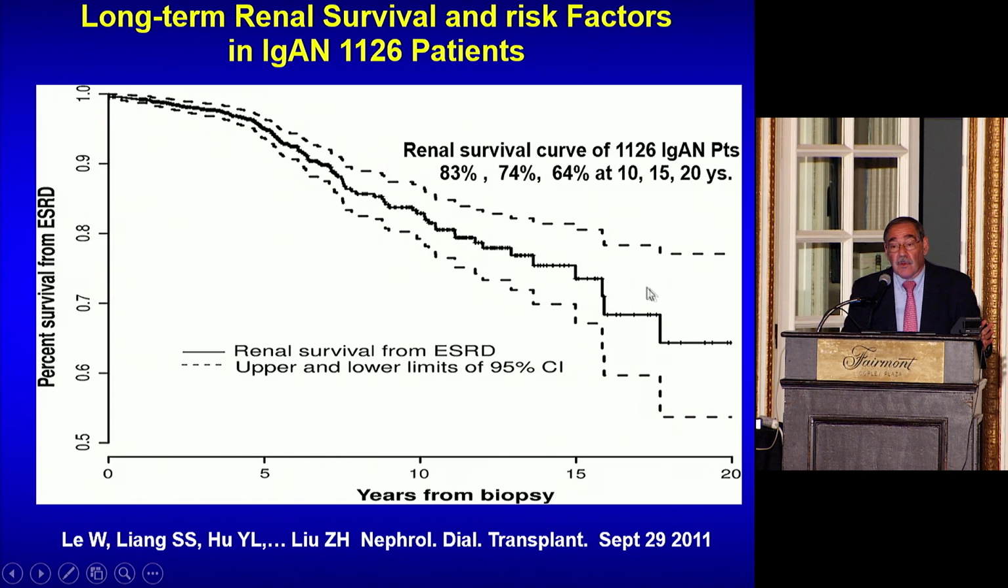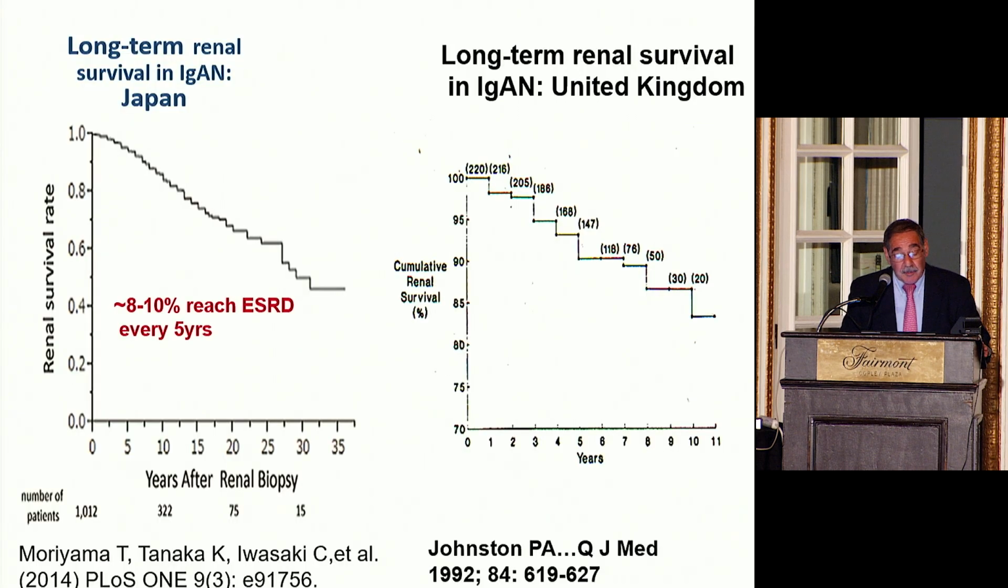Just progressive loss over time, but a slowly progressive disease in the majority of cases. Now, some of you may be sitting there saying, well, that's fine for a Chinese population, but what about other populations? So here's a more recent study from Japan, exact same curve. Here's an older study from London, the exact same curve. Again, people are losing function over time.